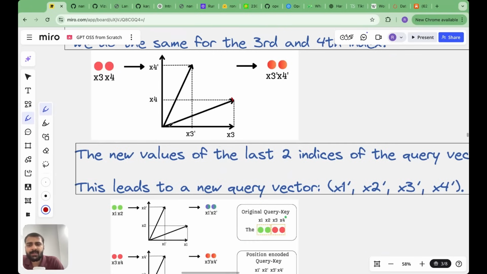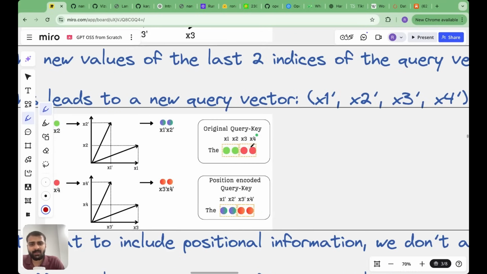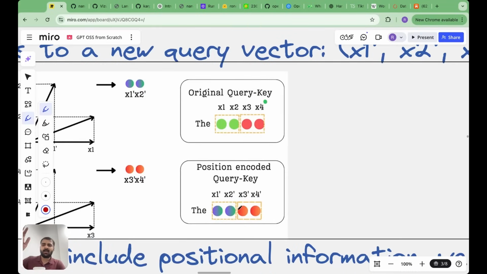X3, x4 is rotated to form this new vector, which is x3 dash, x4 dash. So essentially, x1, x2, x3, x4 are now transformed into another vector, which is x1 dash, x2 dash, x3 dash, x4 dash. The beauty of this vector is that its magnitude is not changed because we are just rotating vectors. Magnitude does not change, but still the direction changes.